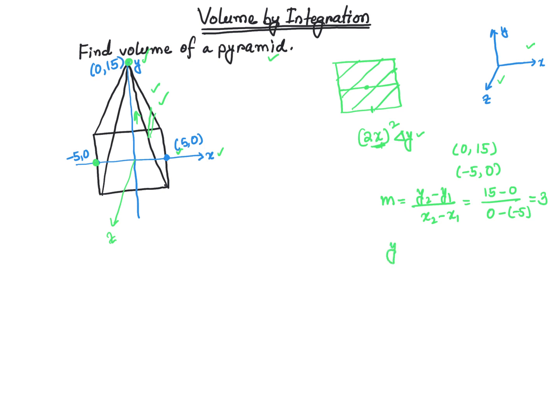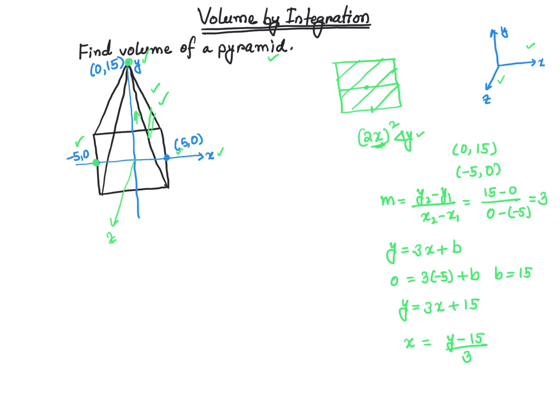So my equation of the line is going to be y is equal to 3x plus b. Now I could use one of these values, so let's say I use this one to find the value of b. My y is 0, which is equal to 3 times -5 plus b. That is going to give me b is equal to 15. So my equation is going to be y is equal to 3x plus 15. Now if I solve for x, that's going to give me y minus 15 divided by 3.